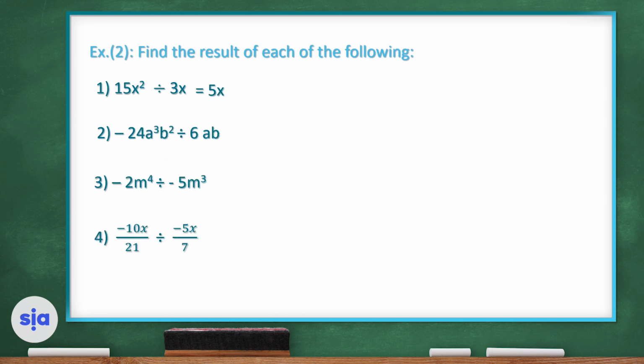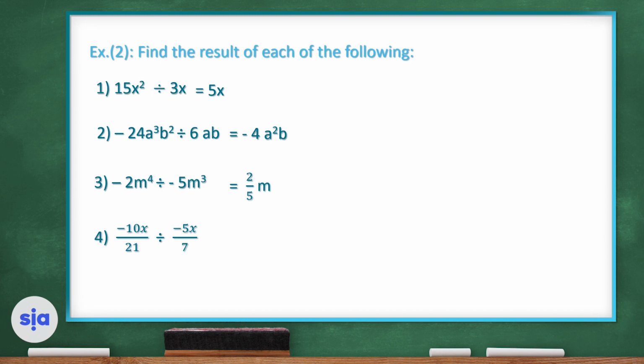Find the result of each of the following if we're doing division. 15x squared divided by 3x: 15 over 3 is 5, x squared divided by x is x. Negative 24 divided by 6 is negative 4, a to the power of 3 over a is a squared, b to the power of 2 over b is b. Question 3. Negative 2 divided by negative 5 is positive 2 over 5. m to the power of 4 divided by m to the power of 3 is m.